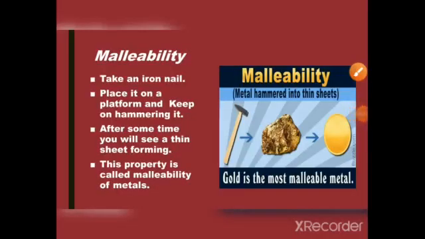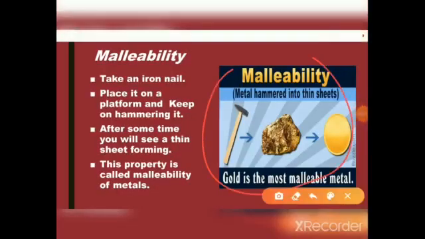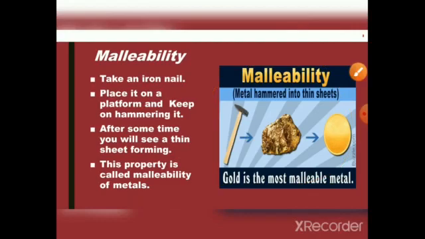Malleability: in the picture, it is shown that a metal is hammered into a thin sheet. Gold is the most malleable metal. Take an iron nail, place it on a platform and keep on hammering it. After some time, you will see a thin sheet forming. This property is called malleability of metal.